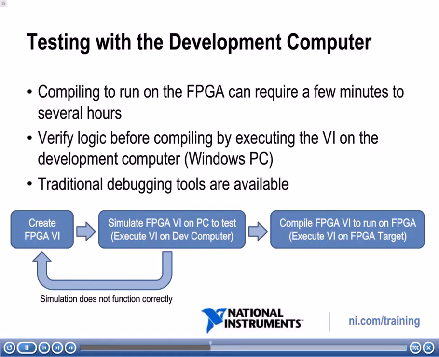Keep simulating, keep modifying your FPGA VI until everything looks good in that simulation mode. Once you think everything looks correct and you've done your due diligence, only after that execute your VI on the FPGA and go through that compilation, which may take a few minutes to several hours. That way you'll be able to save a lot of time by going through this kind of development flow.